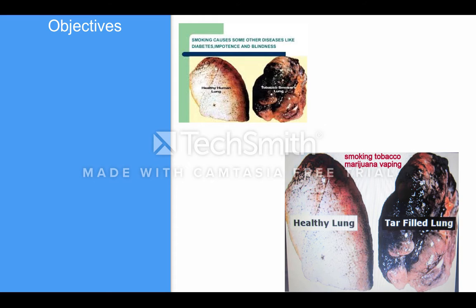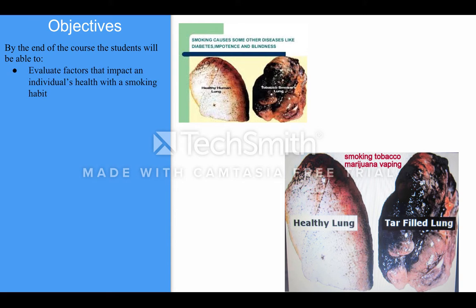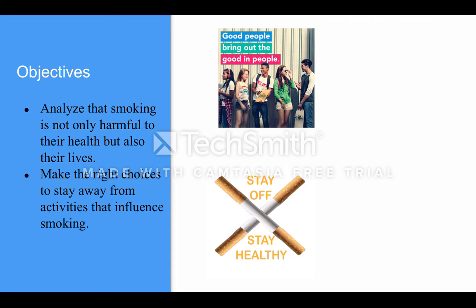Objectives for this course: by the end of the course, students will be able to evaluate the factors that impact an individual's health with smoking habits, demonstrate knowledge about the behaviors that contribute to smoking, not only harmful to their health but also to their lives, and be able to make the right choices to stay away from smoking activities.